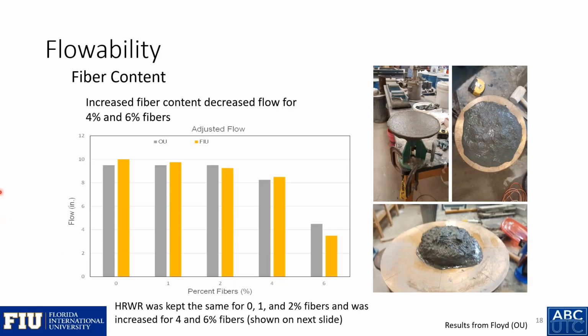So here are some results from OU. They found that when they increased the fiber content above 4%, so for 4 and 6%, they saw a decrease in the flow, even when they increased the high range water reducer. So here for the 6% fibers, they increased the high range water reducer, but they still were only able to get about 4-inch flow with that mix.